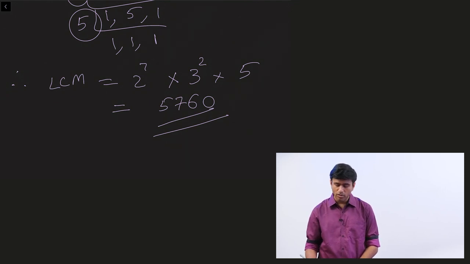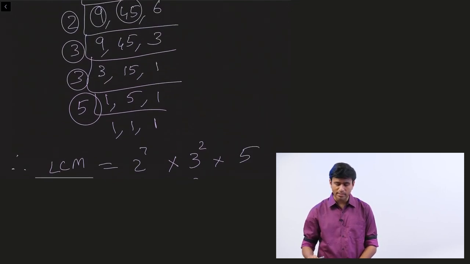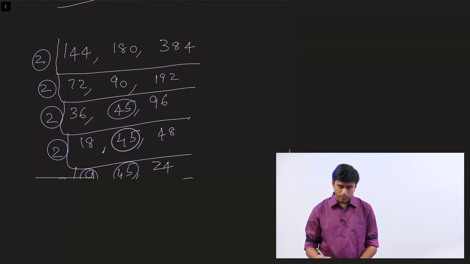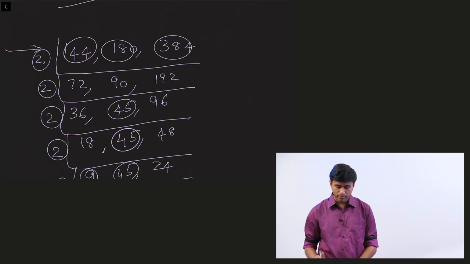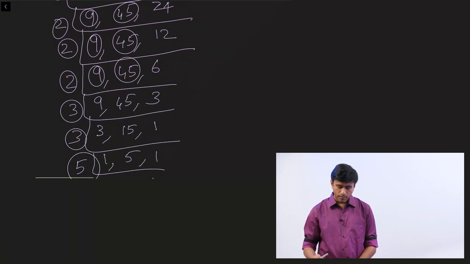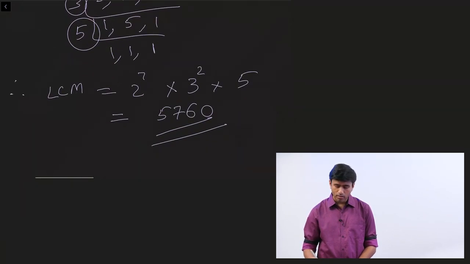In method 2 also we get the same LCM, 5760. Here remember, we take the given numbers and we find the prime factors simultaneously, and when a number is not divisible by 2 or by the prime number given, you bring it down as it is. The LCM would be all the prime factors multiplied, and that is 5760.